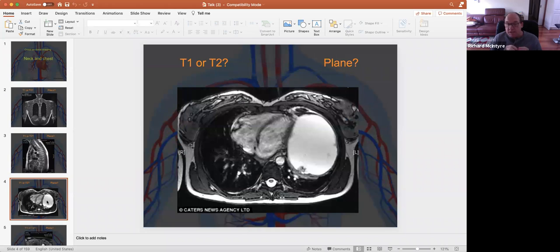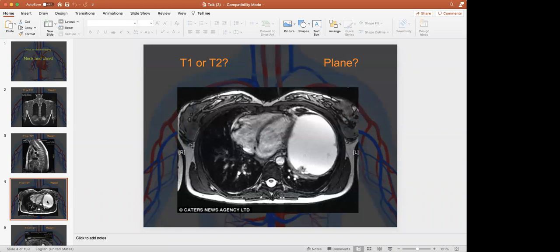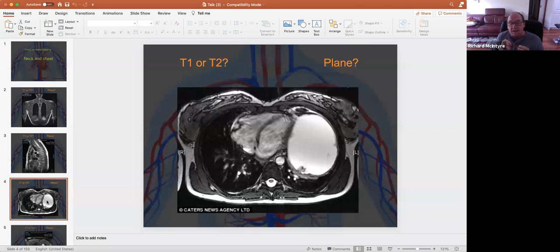Axial, T1 or T2? Anyone? Where's the fluid in the CSF? Is it bright or where's the CSF, which is the fluid? Is it bright or is it dark? Is it T2 because the CSF is bright? Perfect. Well done. Okay. Does everyone get that? Is anyone not sure of that? So it's T2 because the CSF is bright. So more likely to be a T2. Okay.